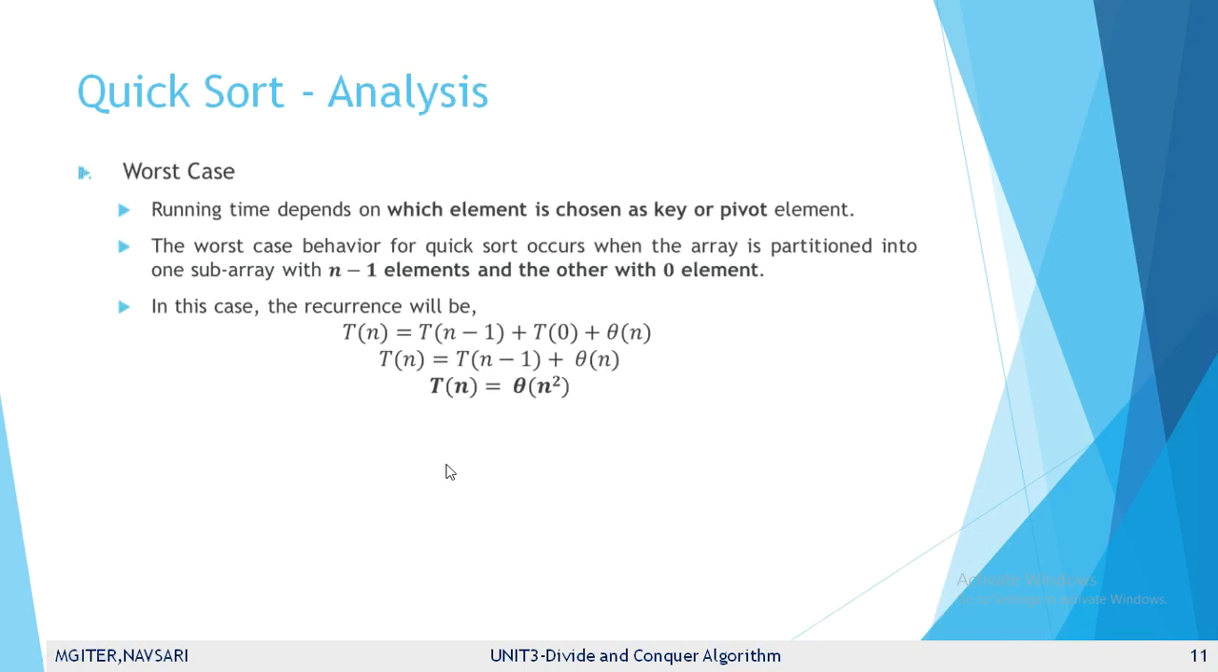Now we analyze the algorithm of quicksort. There are three cases: worst case, best case and average case. The running time depends on which element is used as the key element or pivot element. In the worst case, quicksort partitions into one subarray with n minus 1 elements and the other with 0 elements. Then the recurrence relation is T of n minus 1 plus T of 0 plus theta of n, so T of n is equal to T of n minus 1 plus theta of n. So time complexity is theta of n square in the worst case analysis.